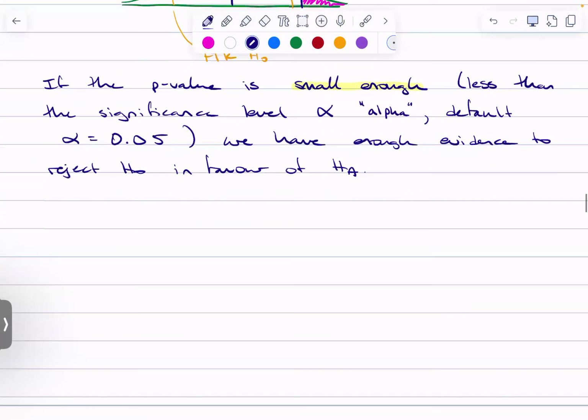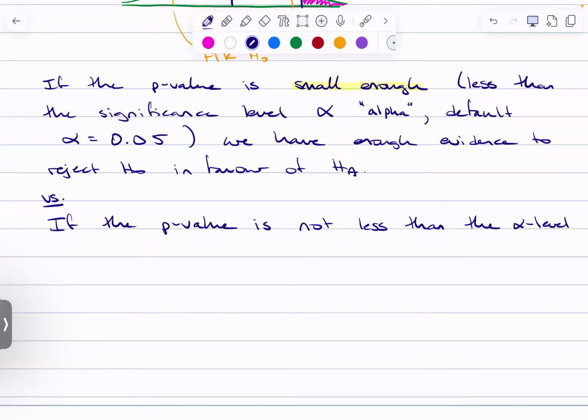And so versus if the p-value is not less than the alpha level, right? The default is 0.05, okay, but any alpha level. If the p-value is not less than the alpha level, we do not have enough evidence to reject H naught.